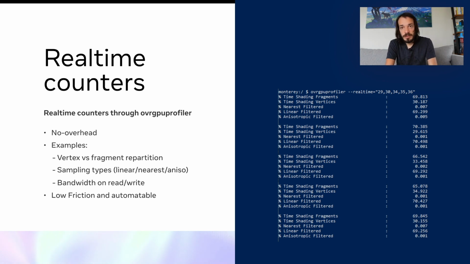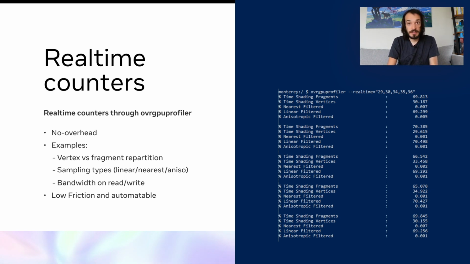This is on device. What we did is build a very simple command line interface tool called OVR GPU Profiler, and you can just access it through ADB shell. When you type adb shell, you now have a new command called OVR GPU Profiler. One of its arguments can be --realtime and then a bunch of real-time metrics. For example, if you ask for 29 and 30, you will get times shading fragments and times shading vertices. As an example, this is what you can get.